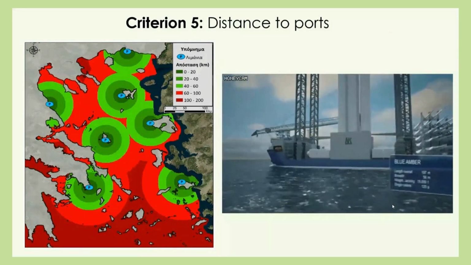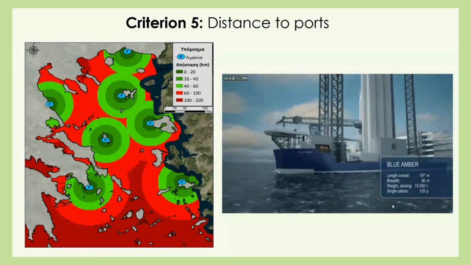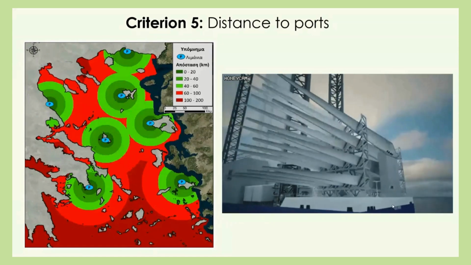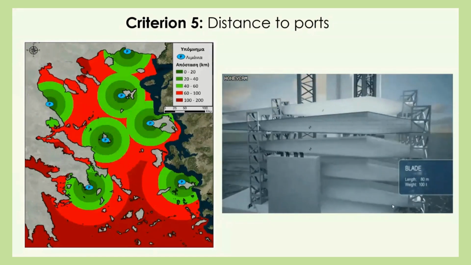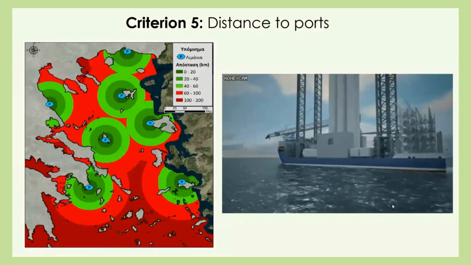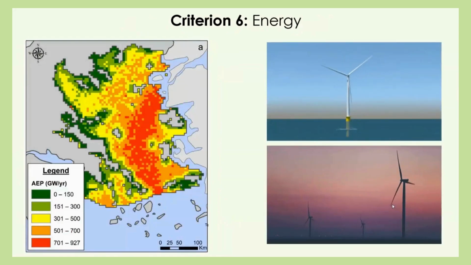And here the distances from ports, because we have the operation and maintenance activities, installation and decommissioning. Red areas more expensive, green areas less expensive. And of course, the wind speed, or the potential energy produced. Here is the opposite. We are trying to trick them. Red areas increased energy, green areas less energy produced from our wind turbines.